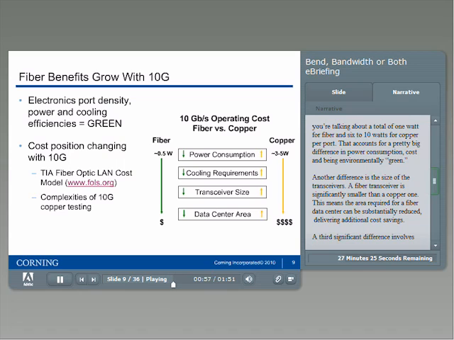Another difference is the size of the transceivers. A fiber transceiver is significantly smaller than a copper one. This means the area required for a fiber data center can be substantially reduced, delivering additional cost savings.